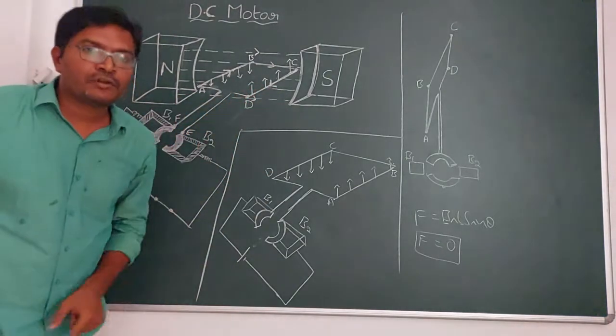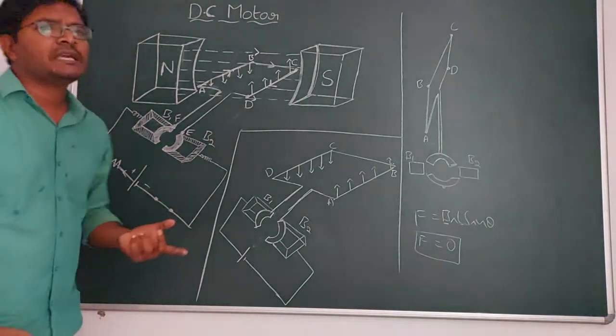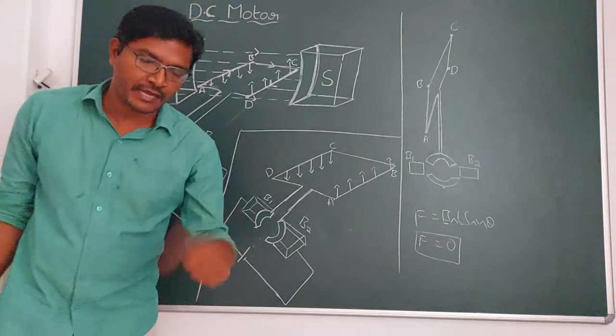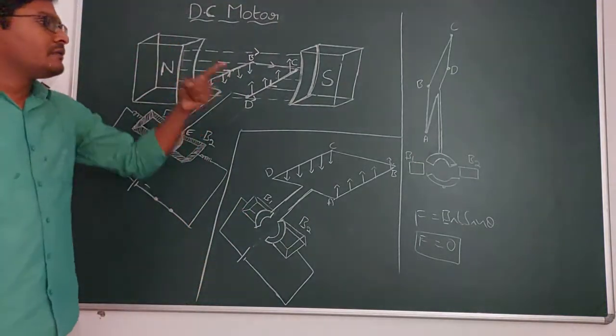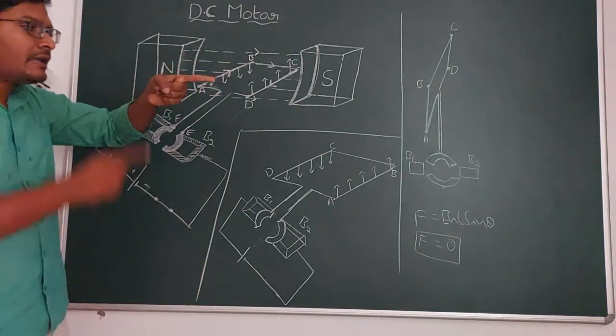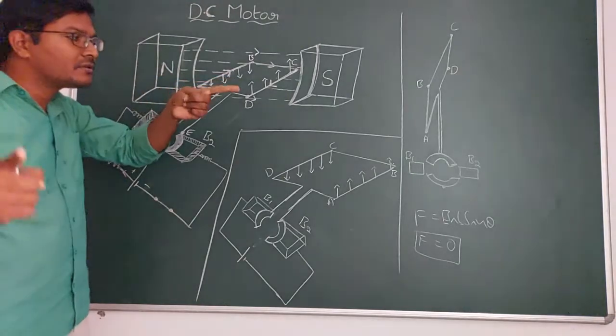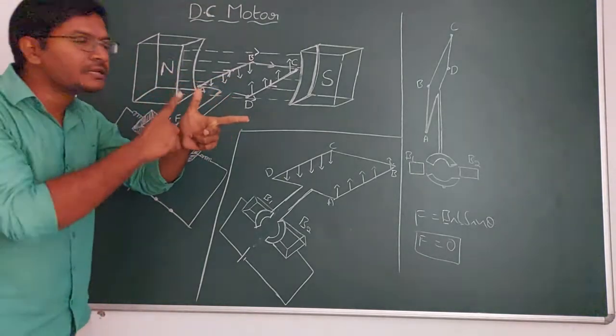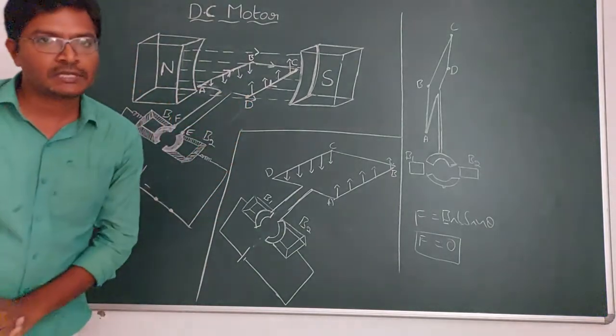In which direction does the arm CD experience force? Again you need to apply Fleming's left hand rule. So this is the direction of the magnetic field and the current is coming out of the board. Then the direction of the force experienced by CD is in the upward direction.